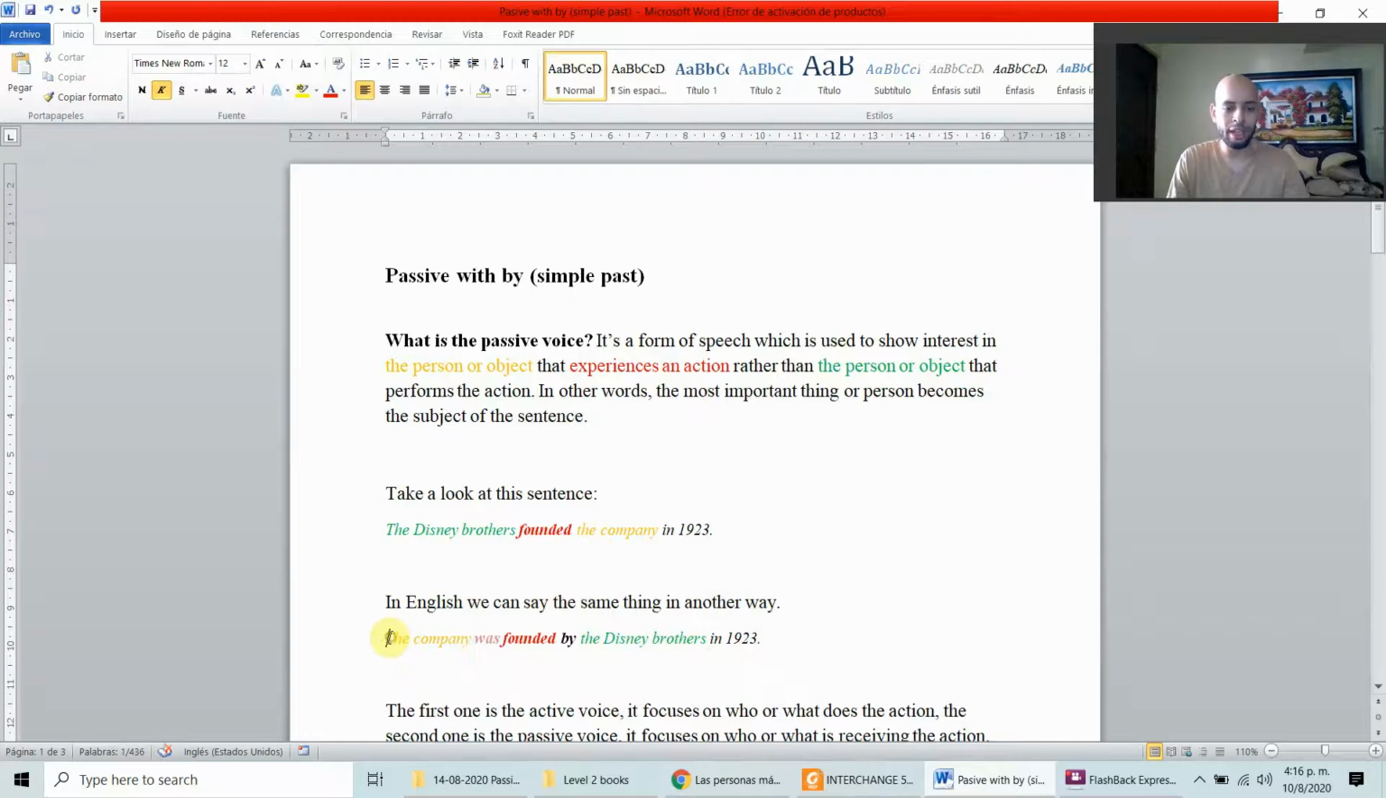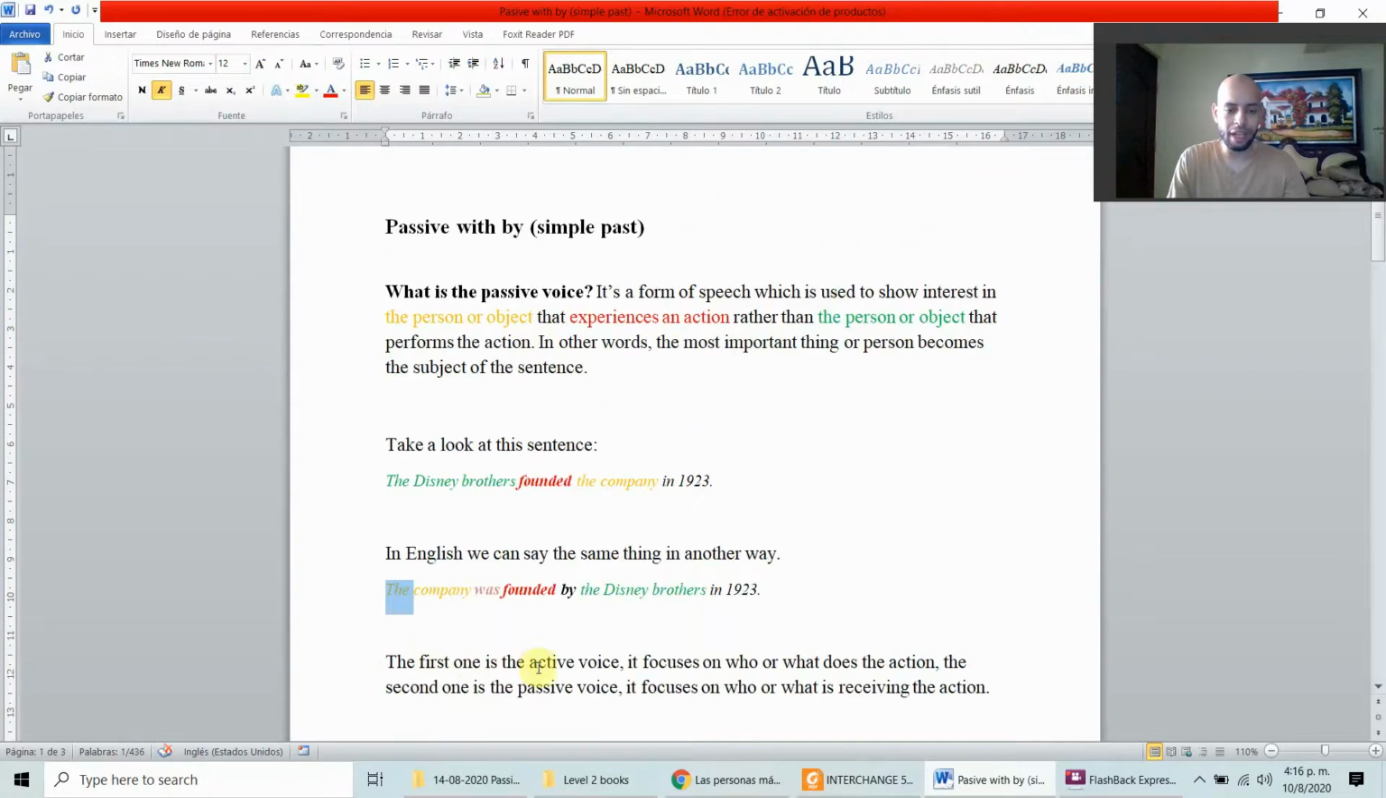The most important thing here, the focus, is on the company, not on the Disney brothers. Here, we are still saying that the Disney brothers founded the company. We are still saying that. But the company is the most important thing in this sentence.